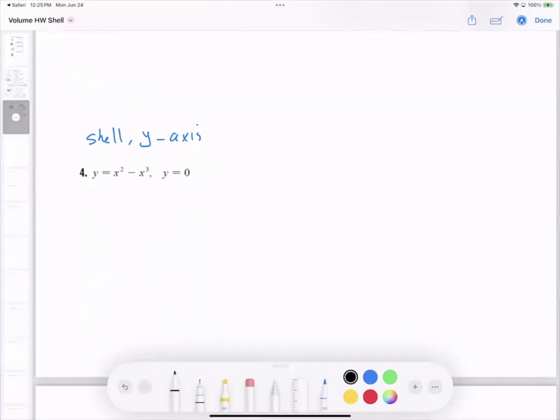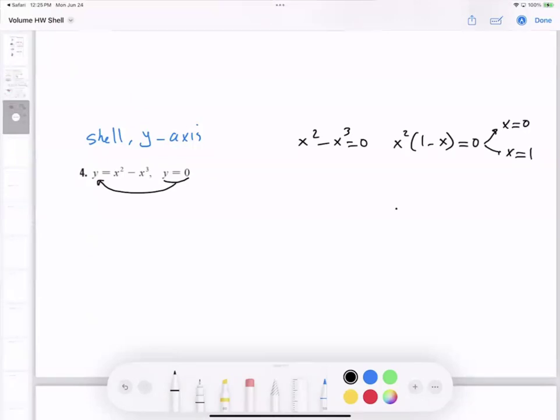So let us find the intersection. Since y is equal to 0, wherever you see y, just plug in 0. You get x squared minus x cubed equal to 0. Factor out x squared, you get 1 minus x equal to 0. So x is 0 and x is equal to 1. Okay, perfect.